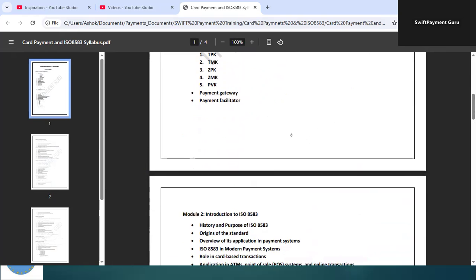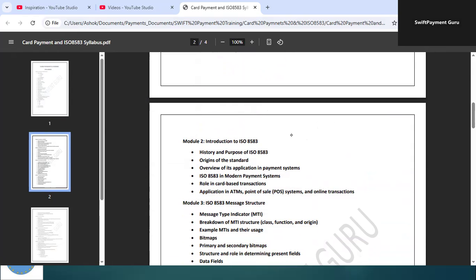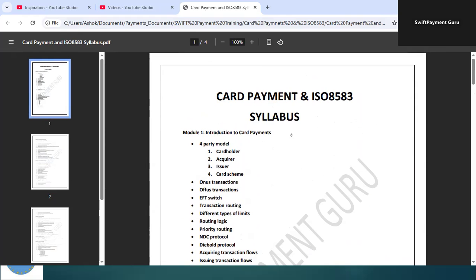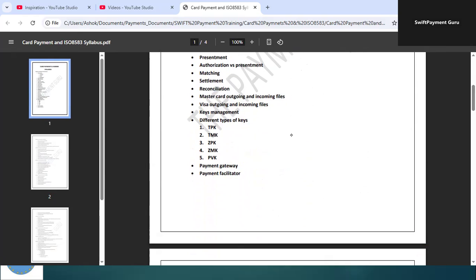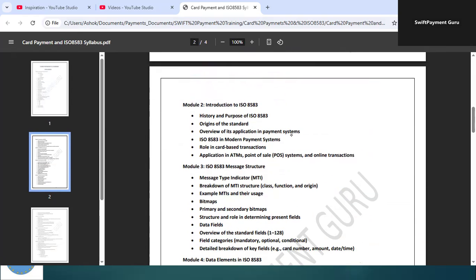And once we know about this, we'll use ISO 8583 to understand how these processes of card payments can be carried out using various ISO 8583 messages.